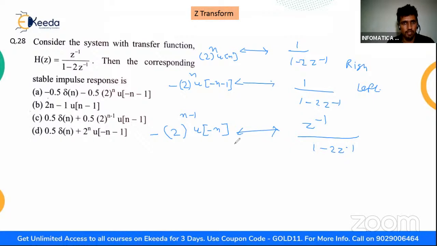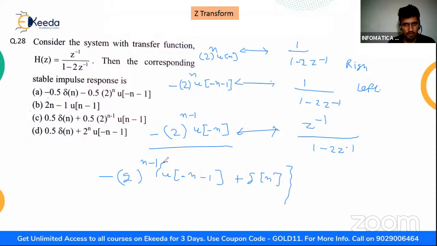Okay, but we have to rearrange it because we are unable to see this as an option. So we'll just rearrange it. 2 raised to the power n minus 1, and u of n we will write u of n minus 1, plus del n. We can write it. You just draw the graph of these two, you will get it.